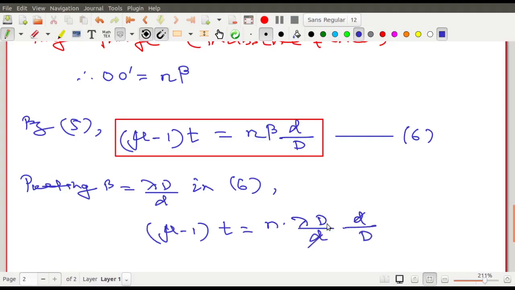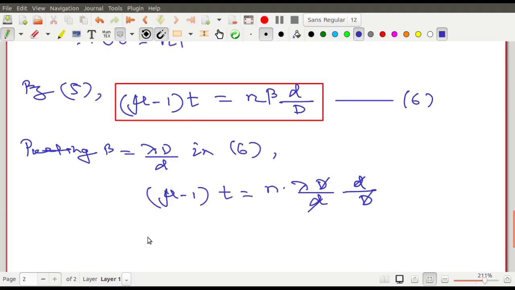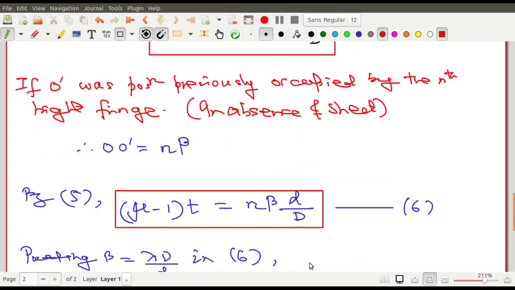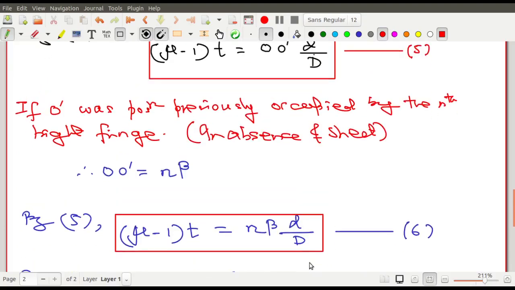So this gets cancelled and this gets cancelled. So here you get mu minus 1 into t equals n lambda. So that is another way to get this value. So এইভাবেও আমরা কিন্তু এই ভ্যালুটা পেতে পারি. In this particular way also you can understand this value, right? So এই দেখো এত রকম ভাবে আমি তোমাকে করে দিলাম. I have tried to solve it in many different types of ways. I hope that you have understood it. তোমরা নিশ্চয়ই বুঝতে পেরেছো যে আমি কি কি করতে চাইছি.